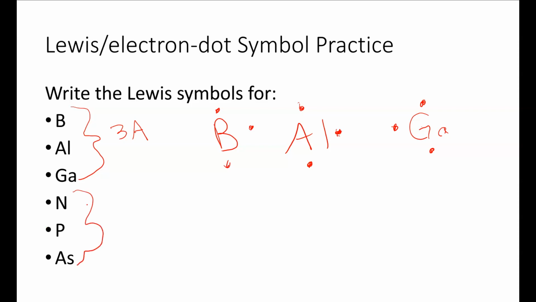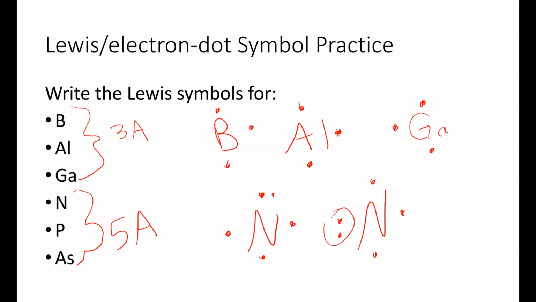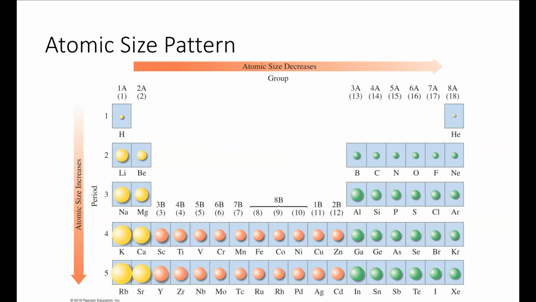Nitrogen, phosphorus, and arsenic, they all are in group 5A. So they're all going to have 5. For nitrogen, I could write the pair on one side, or I could also write it on another. This pair of electrons could be on any side. You just want to have one pair of electrons and 3 single electrons. This all helps to figure in to the patterns that we see in the periodic table.